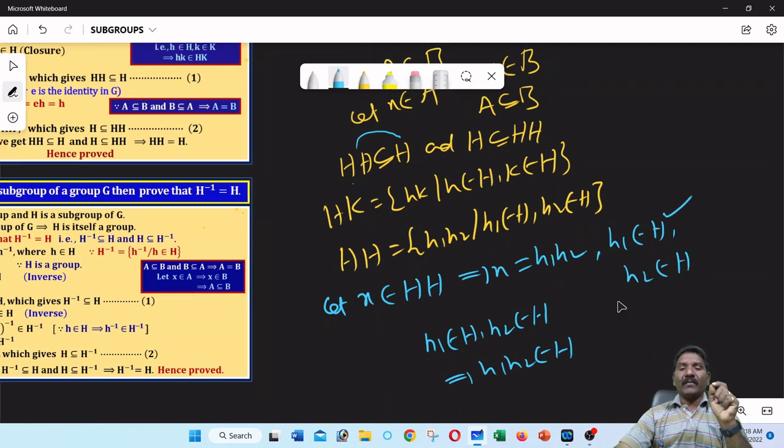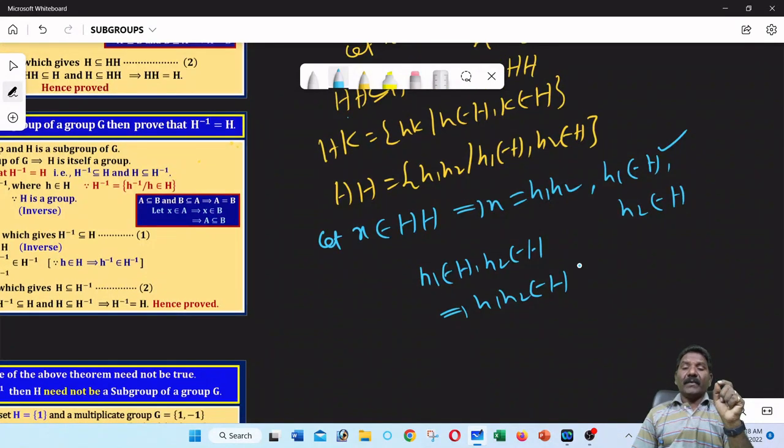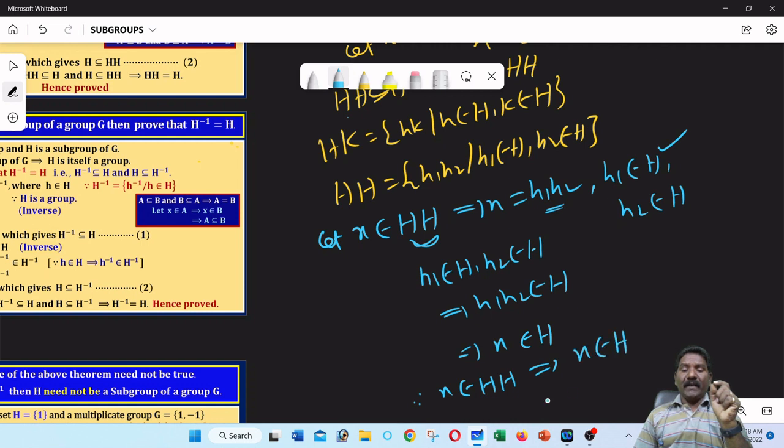Since H is a subgroup, H satisfies all conditions of a group: closure, associative, identity and inverse property. Here H1, H2 is X. This gives X belongs to H. Actually, where did we take the element X? We took it in HH. The same element X is in H. Therefore X belongs to HH gives X belongs to H. This means HH is a subset of H.